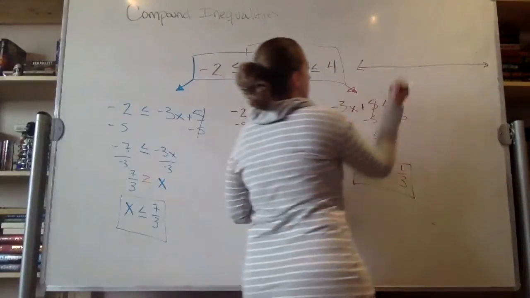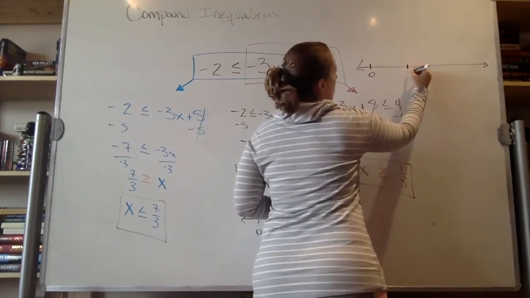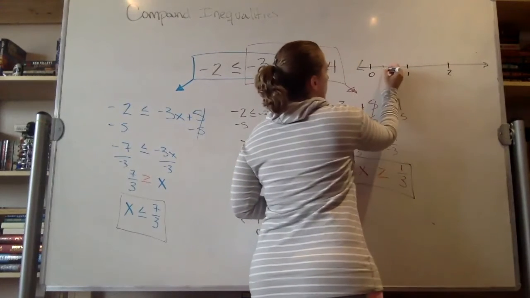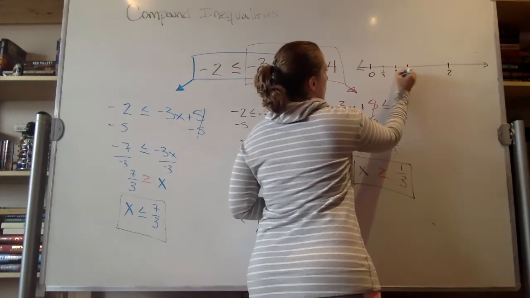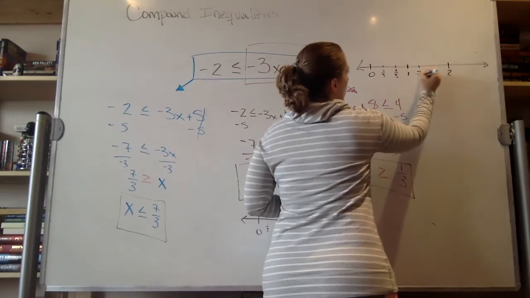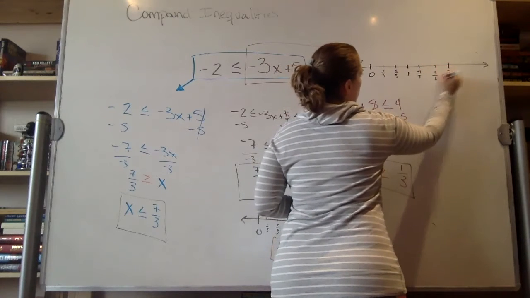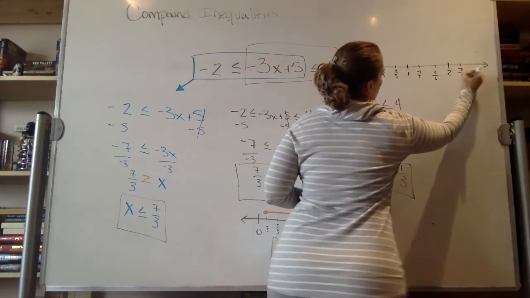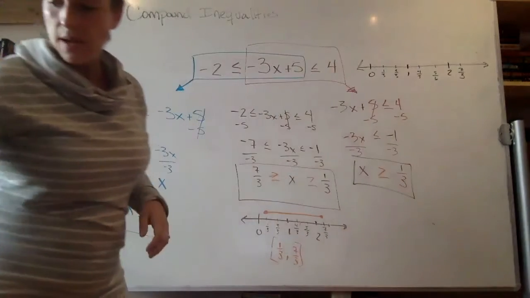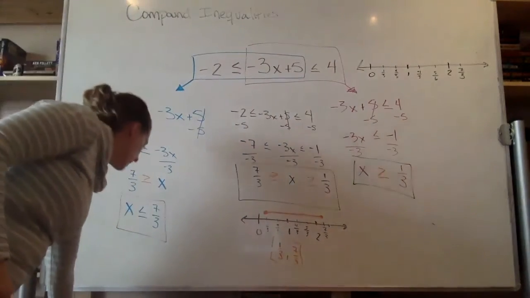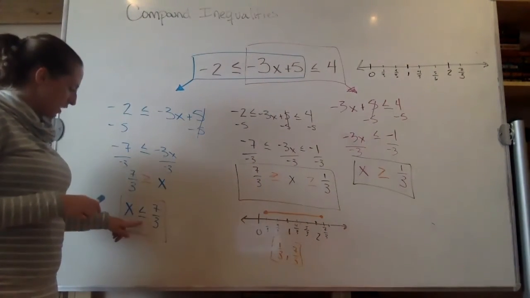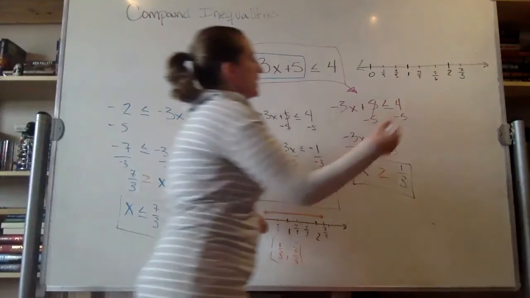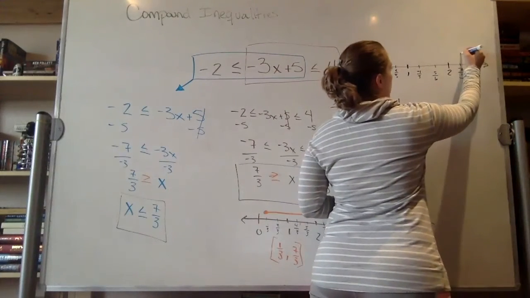Okay, then again, here's 0, here's 1, here's 2, there's 1/3, 2/3, 3/3, 4/3, 5/3, 6/3, 7/3. Okay, and I'm going to draw in both of these inequalities. This says x is less than or equal to 7/3. So here's 7/3. I'm going to start at 7/3.